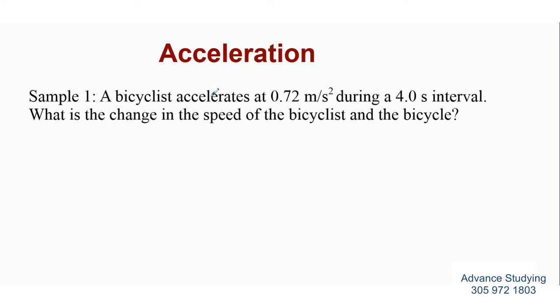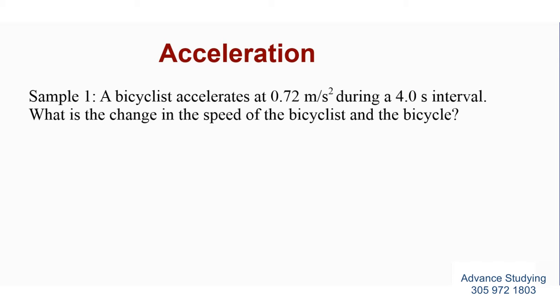A bicyclist accelerates at a rate of 0.72 meters per second squared during a 4-second period or interval. What is the change in speed of the bicyclist and the bicycle? Of course, that's together. So this is what we have. We have the acceleration, we have the time. I am looking for the change in speed. And we have an equation for this.